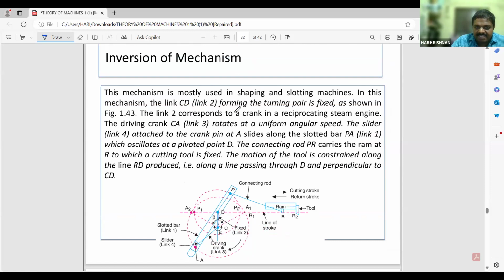In this mechanism, link CD is the turning pair and is fixed as shown in the figure. Link 2 corresponds to the crank in the reciprocating engine. The driving crank CA rotates at uniform angular speed. The slider attached to the crank at A slides along the slotted bar PA, which oscillates about the pivot point T. The connecting rod PR carries the ram at R, to which the cutting tool is fixed. The motion of the tool is constrained along line RD, passing through D and perpendicular to CD.